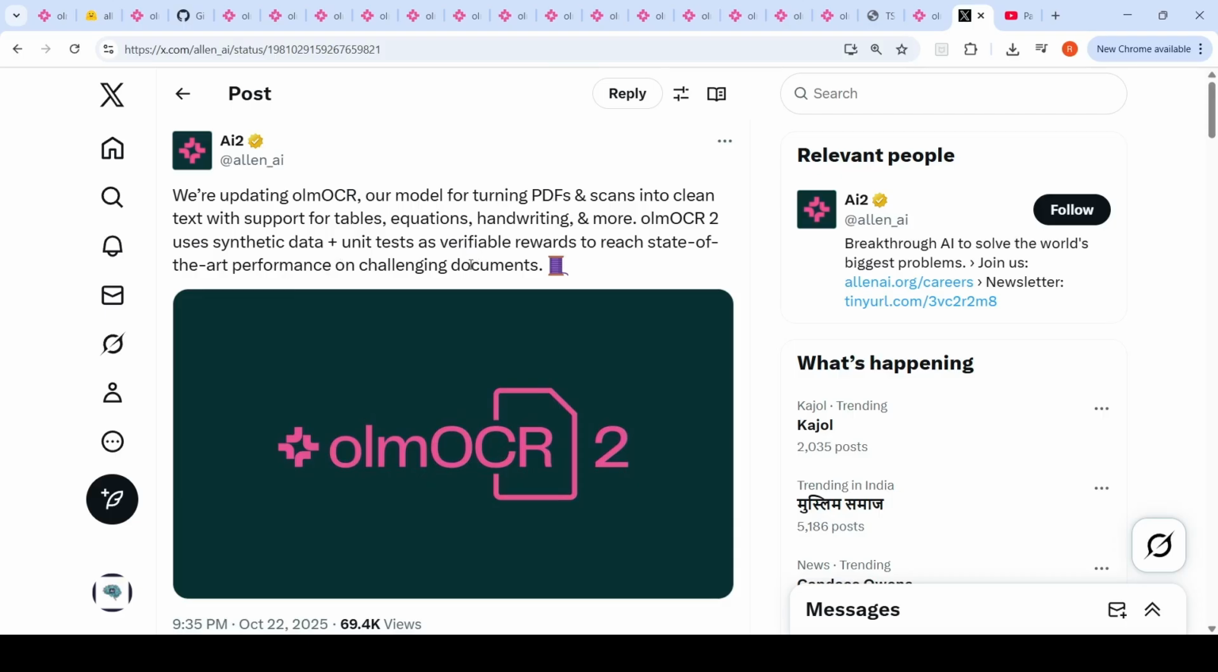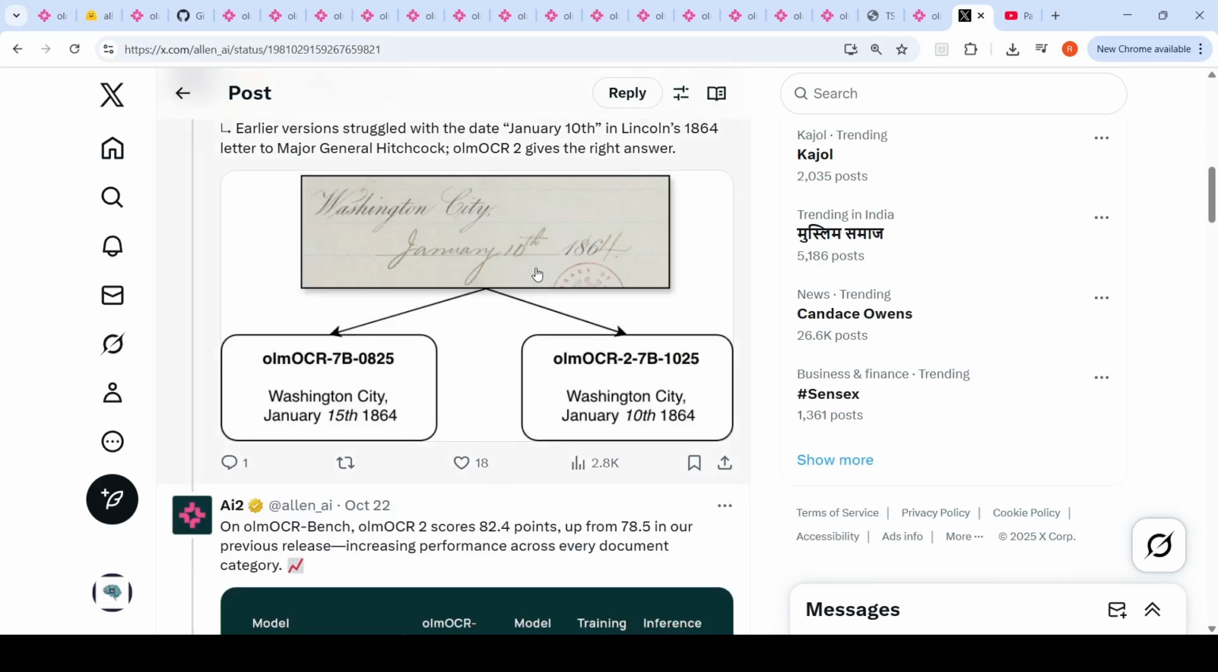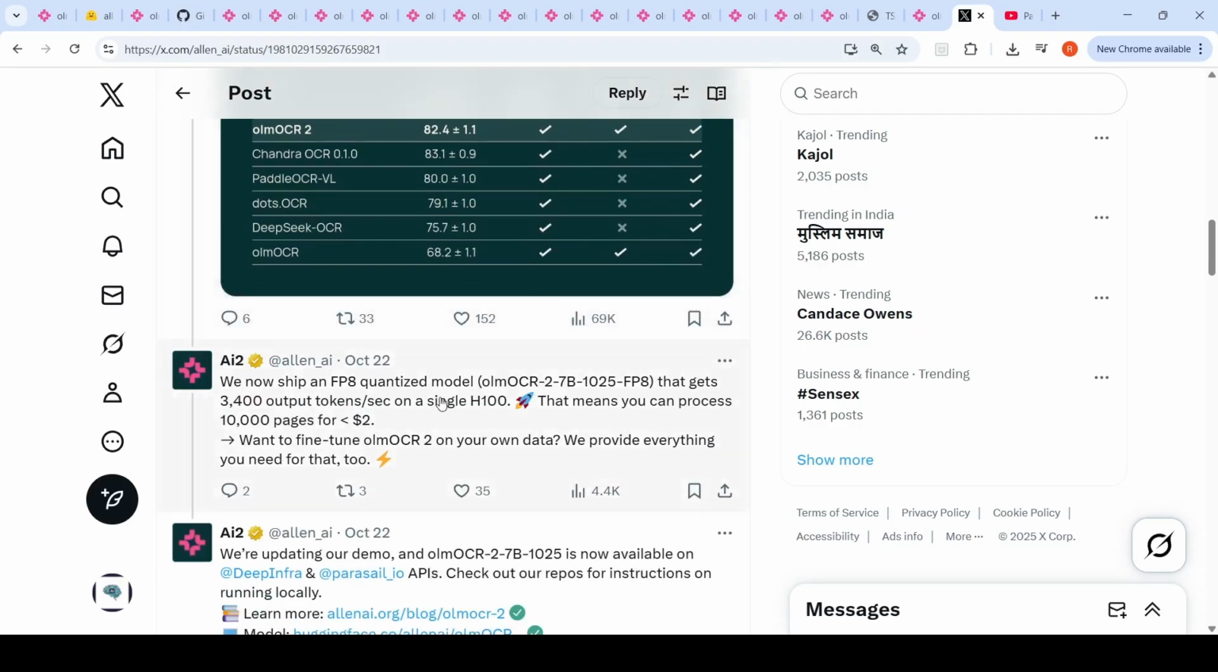performance on challenging documents. This model turns PDFs and scans into clean text with support for tables, equations, handwriting, and more. Now, the good thing about this model is that it is open weights. And they have also released a quantized version of this model, the FP8 quantized model, which can get 3,400 output tokens per second on a single H100. This means you can process 10,000 pages for less than $2. You can also fine-tune olmOCR 2 on your dataset.